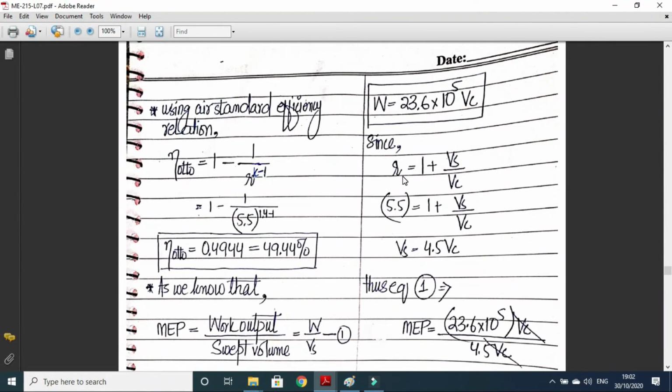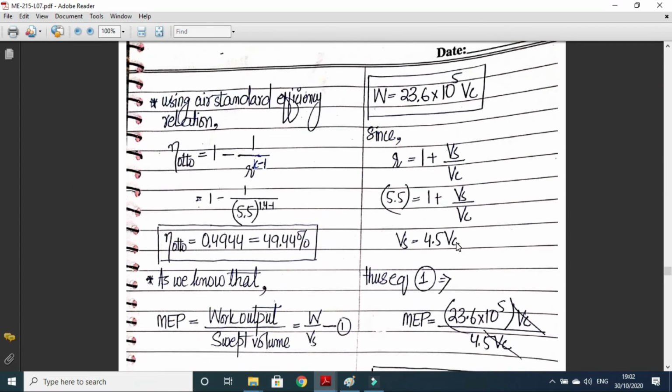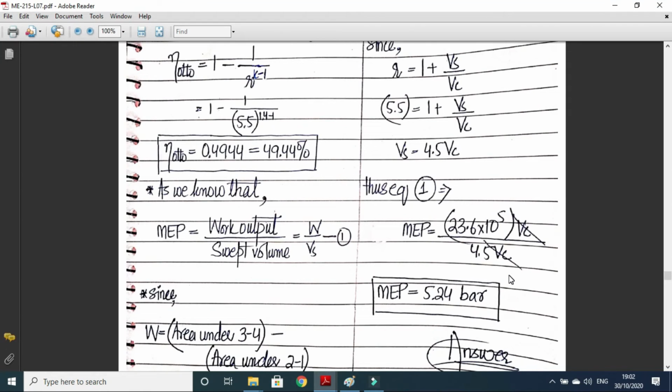Similarly, we know that compression ratio is 1 plus Vs upon Vc. Here we can calculate Vs in terms of Vc. So put the values of work and swept volume here in equation number 1. You can see that Vc and Vc will be cancelled out and we can get the mean effective pressure.